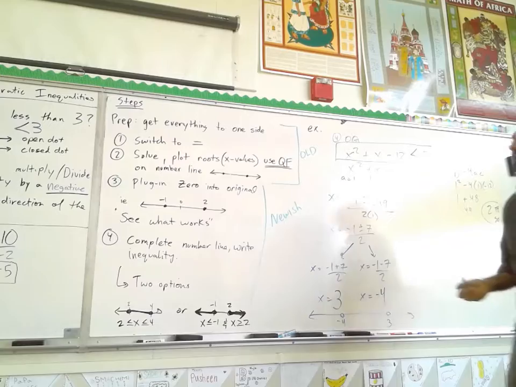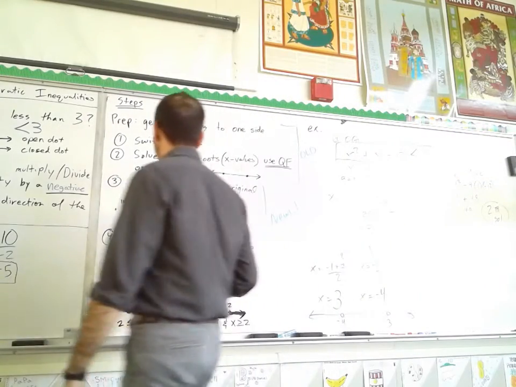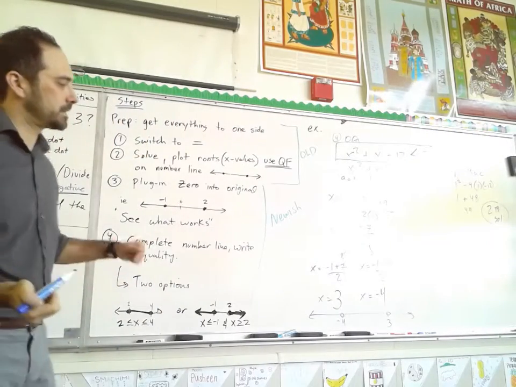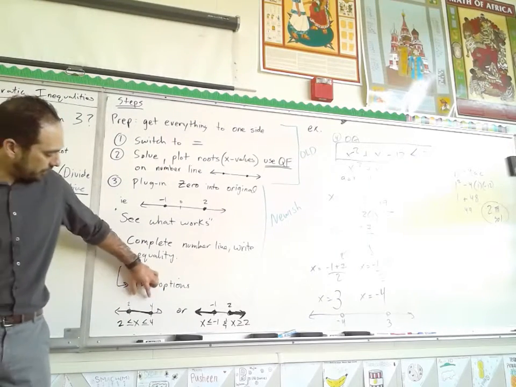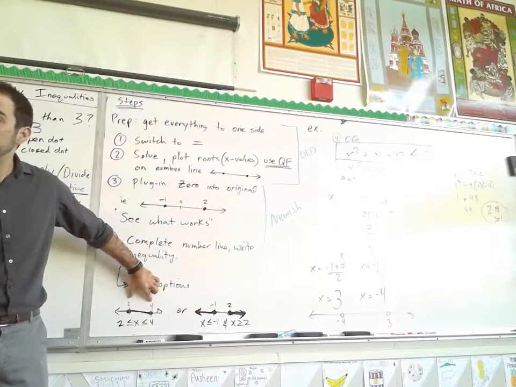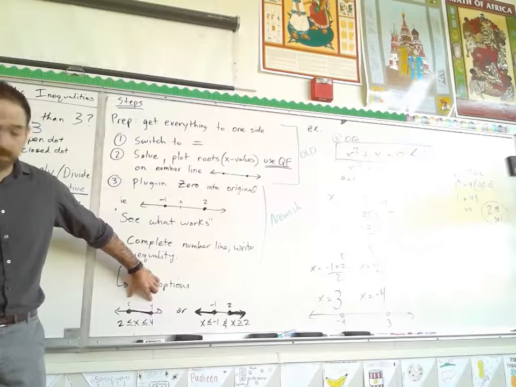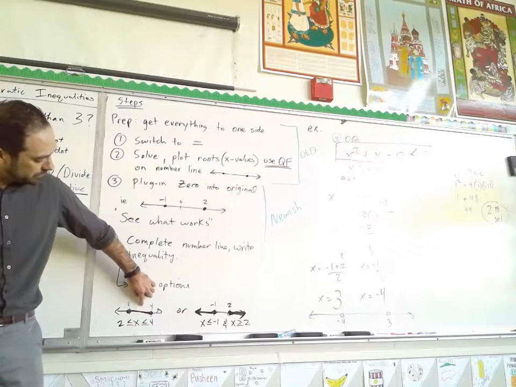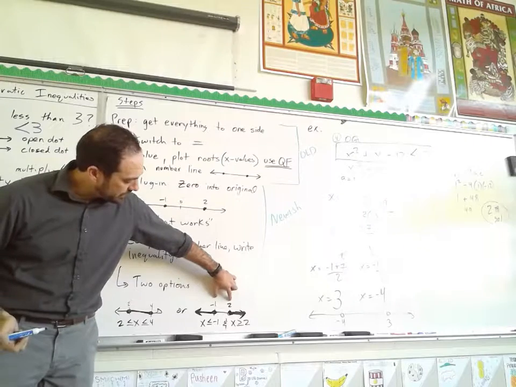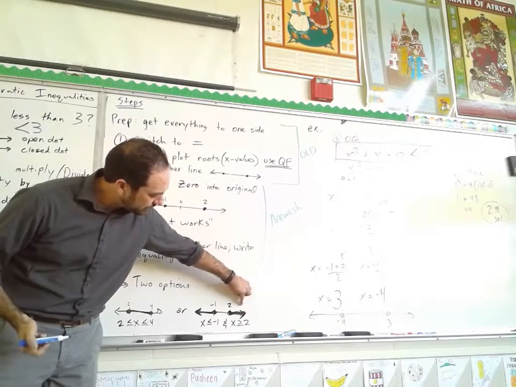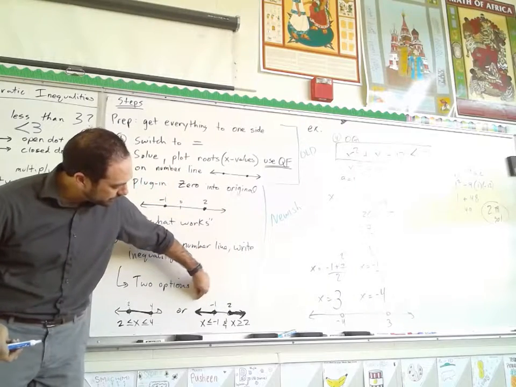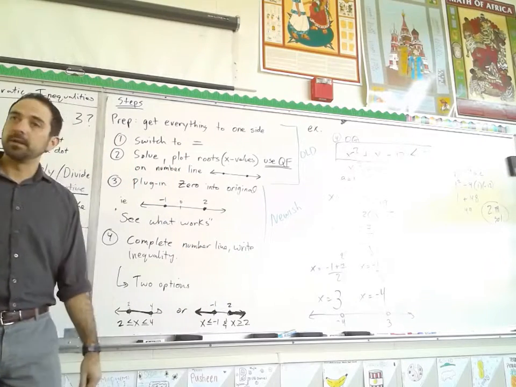All right, now here's the situation. We're only going to have 2 options. We're going to have either an option where we're linking the two points, which says your x value is somewhere in the middle, or an option where it's going in opposite directions. So the x value is either over here, greater than or equal to, or over here, less than or equal to negative 1.